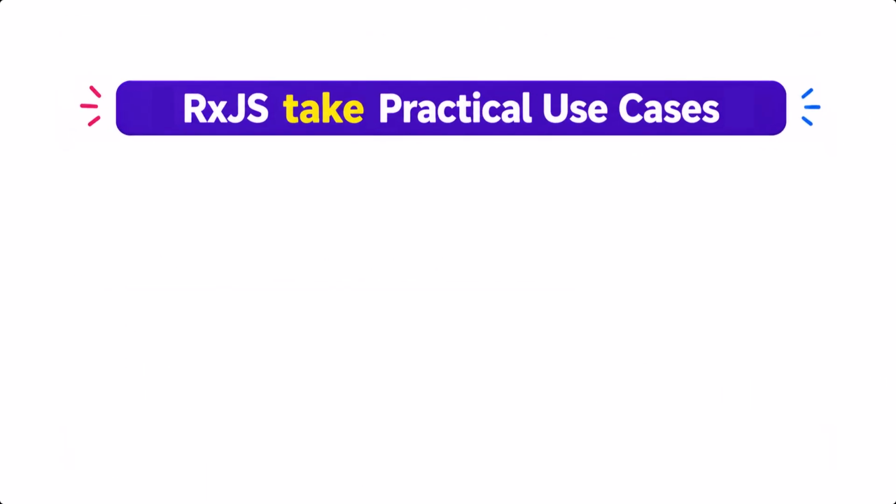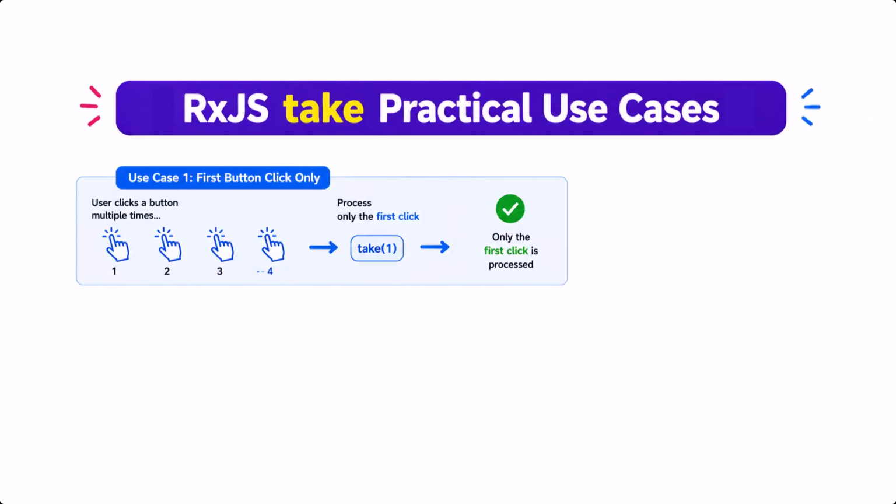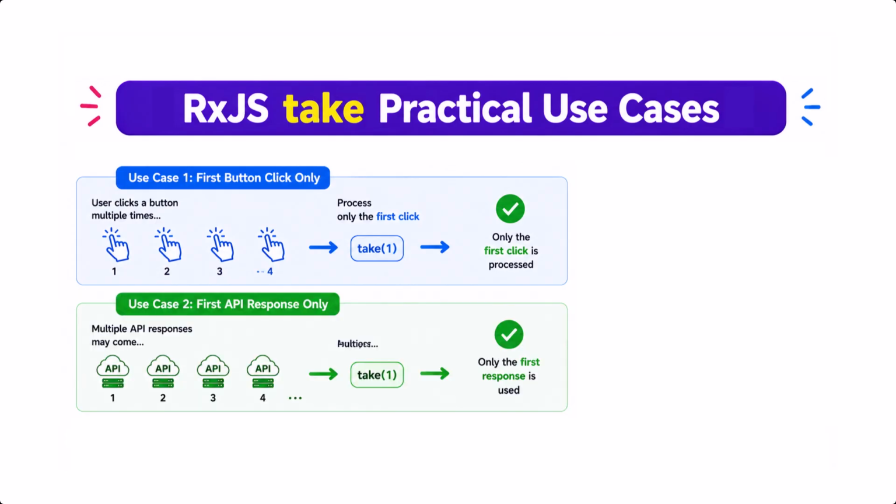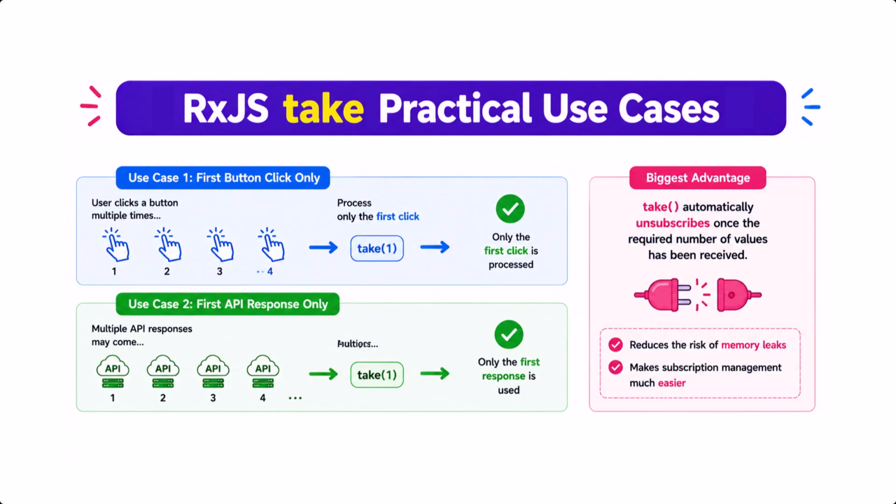Let's look at a few practical use cases. Suppose a user clicks a button multiple times, but you only want to process the very first click. You can use take of 1. Or imagine you are subscribing to an API response and you only need the first value that arrives. Again, take of 1 is a good choice. The biggest advantage of take is that it automatically unsubscribes once the required number of values has been received. This helps reduce the risk of memory leaks and makes subscription management much easier.